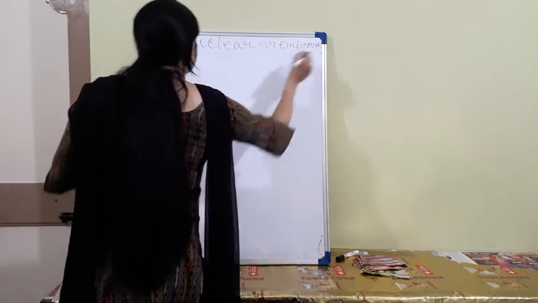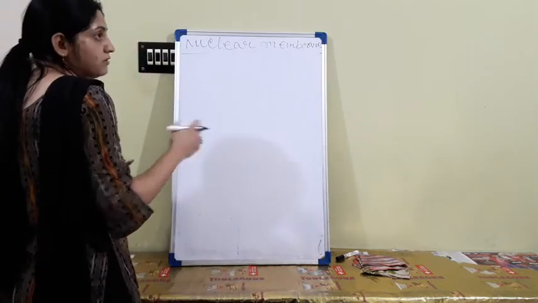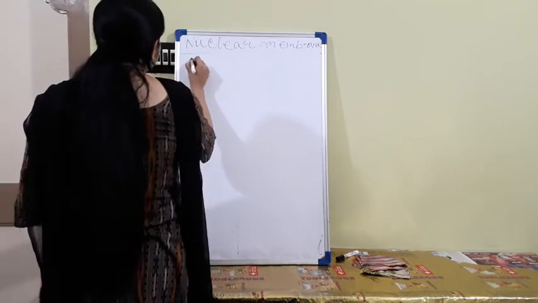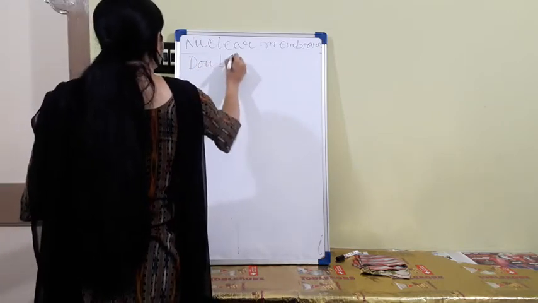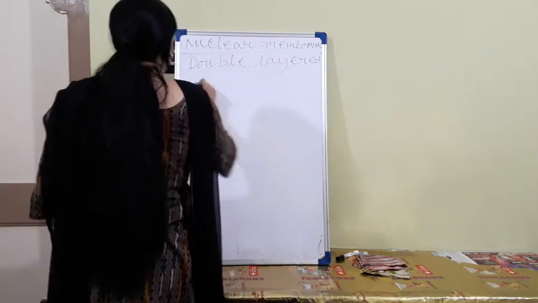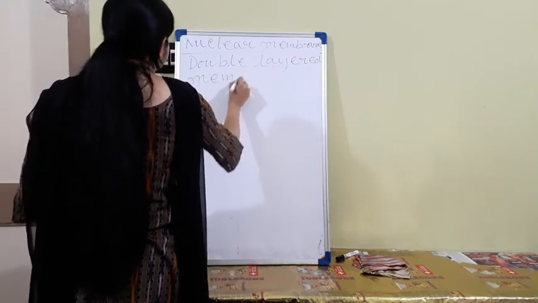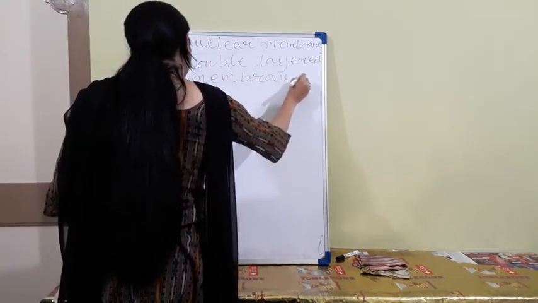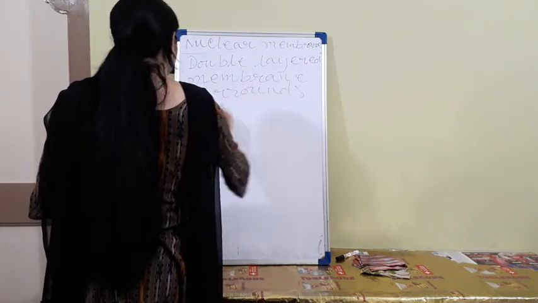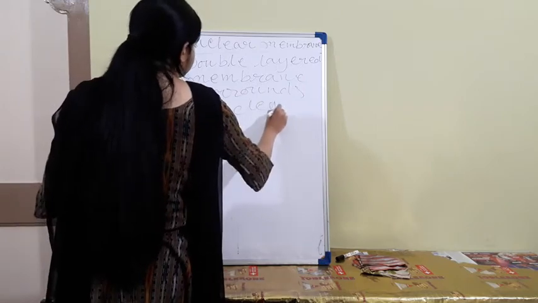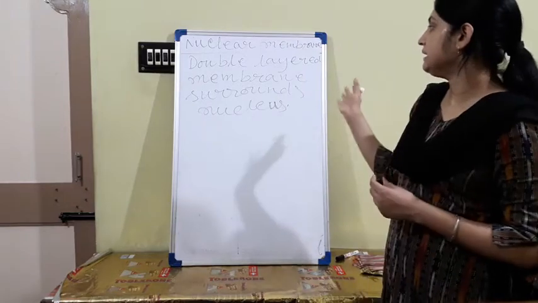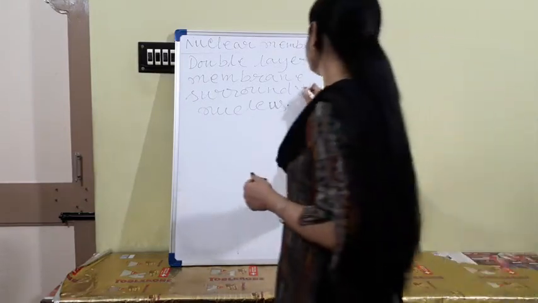Okay. So what is the nuclear membrane? A membrane that surrounds the nucleus. It is double layered. Remember that, a double layered membrane. Double layered membrane surrounds the nucleus. Okay, so that is the nuclear membrane.